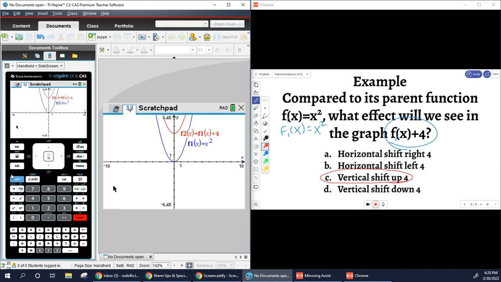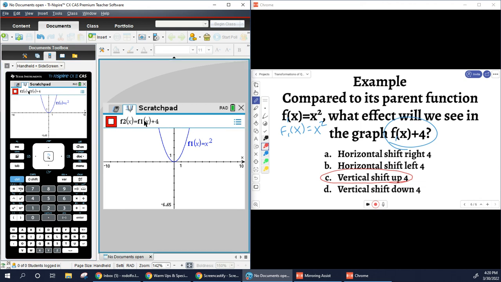What did I do? Well, let's go back a little bit. We press tab up, and we can navigate the function completely. Let's erase this again. My original function is f1 of x. I'm going to add another function, call it f2. So the second function is going to be the new one. So we take the old one, f1, and we do plus 4. And it tells you that it moves up 4 units in the picture.